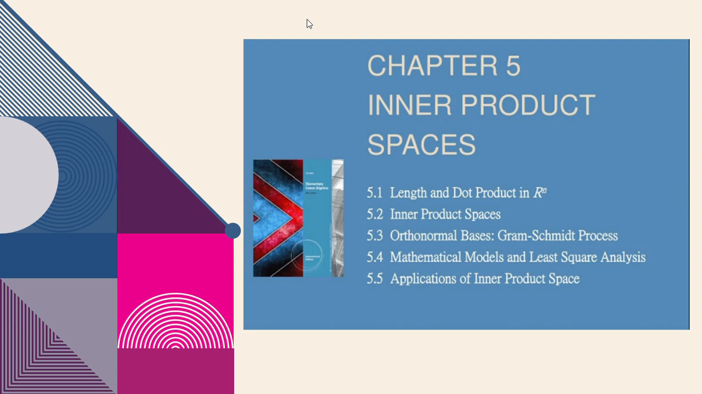First, we will learn about length and dot product of vectors. Second, we will learn about inner product spaces, which is like a bigger, more general version of the dot product. Third, we will learn the Gram-Schmidt process, which helps us build orthonormal bases. That means a set of vectors that are all perpendicular to each other and each one has a length of 1.